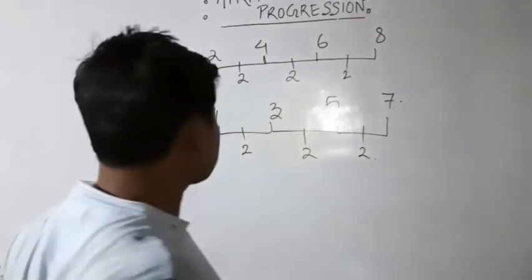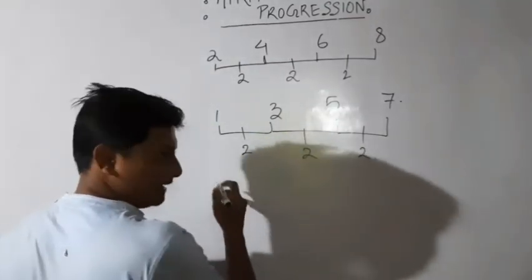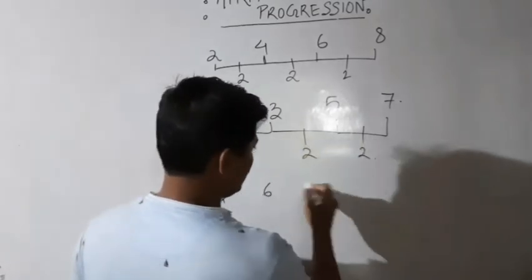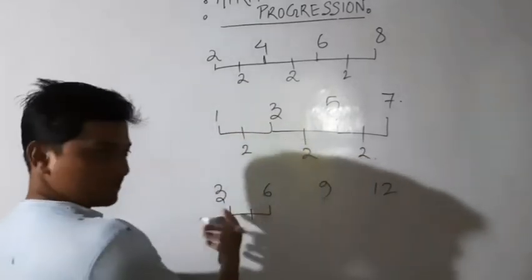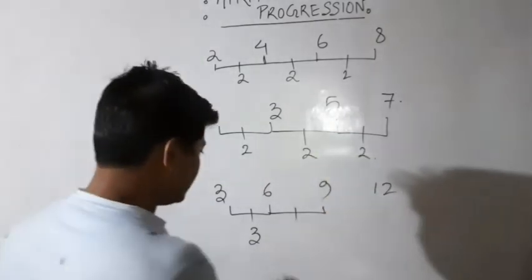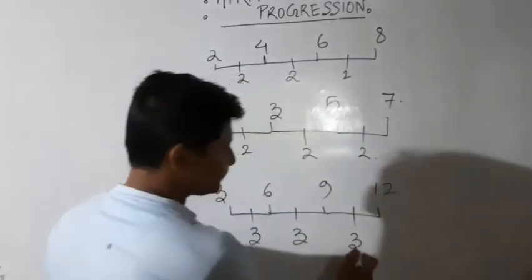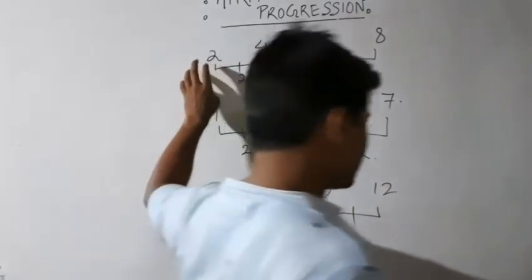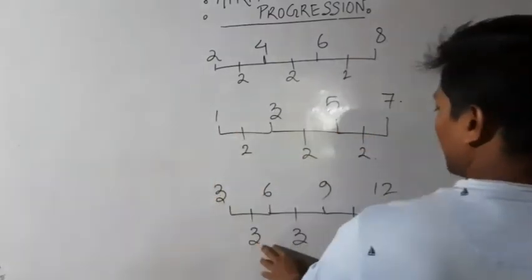Let us take another example, say a multiple of 3: 3, 6, 9, 12. The gap between them: 6 minus 3 is 3, 9 minus 6 is again 3, and 12 minus 9 is again 3. So in the first two series the gap is 2, and in the third series the gap is 3.